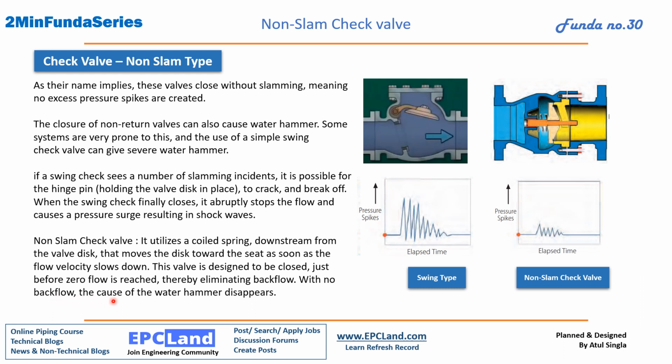With no backflow, the cause of water hammer disappears. Okay, if you see, the pressure spikes and waves are very less if you compare with swing type, and here in the non-slam check valve. This is the difference. The shock wave is very less and it disappears very fast. Okay, so this way this non-slam check valve is different from swing type check valve.